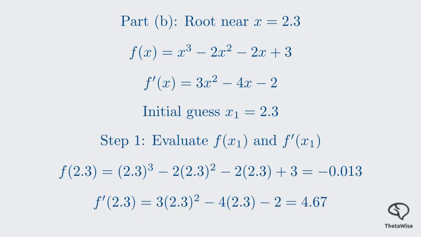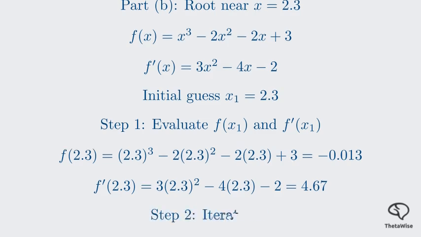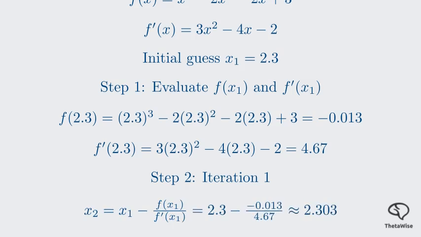Now for step 2, apply Newton's formula one time to find our better approximation, x2. We plug the calculated values into the formula. The result, rounded to 3 decimal places, is 2.303. So 2.303 is a better approximation for this root than our starting guess of 2.3. This example shows us that we can use the method multiple times for multiple roots, as long as we have a reasonable starting point near each root. The process is the same for each one.